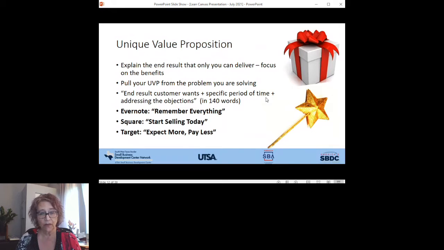Evernote, if you're familiar with it, a platform where you can keep notes about everything, and their UVP is remember everything. And UVPs can very often be taglines as well. Square, start selling today, right? This is their unique value proposition. It's what they think they're doing that nobody else is doing, at least not as quickly, not as well. Target, expect more, pay less. Trying to make the comment that Target has better quality, but the price is still low, which is very hard to do.